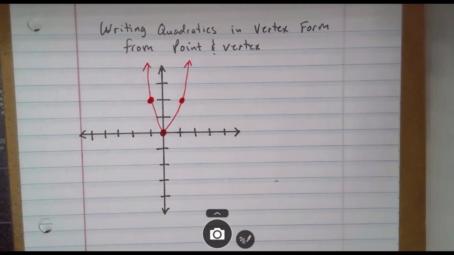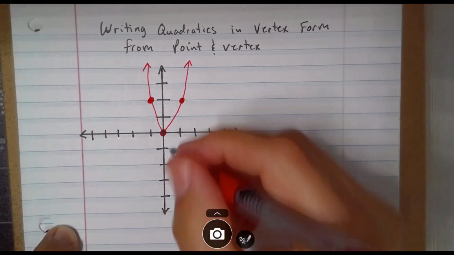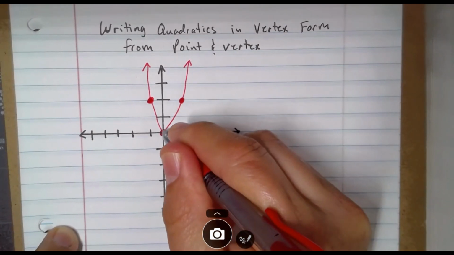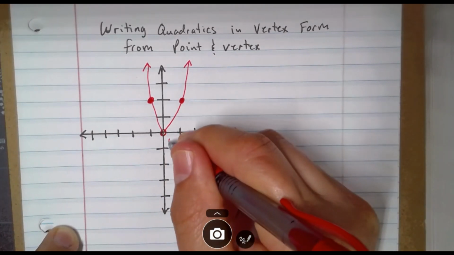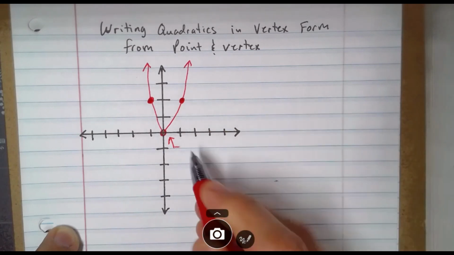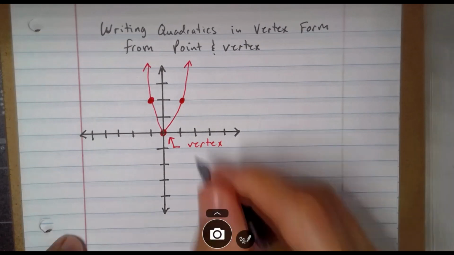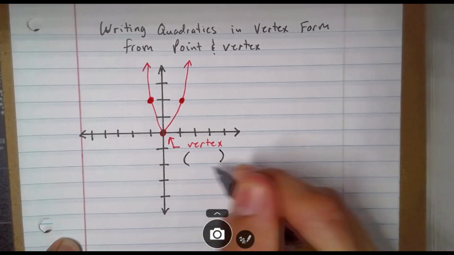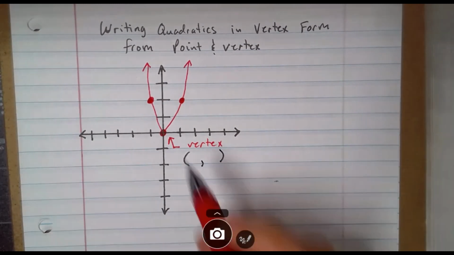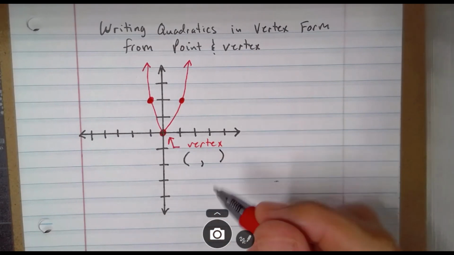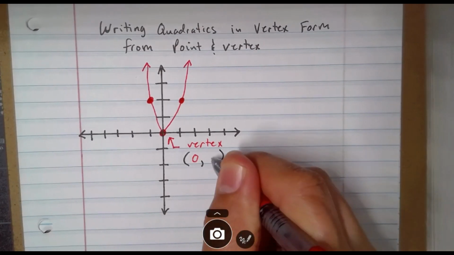And so the first thing we have to do is find our vertex and label it, and find a single point and label it. I'm going to start with the vertex. If you didn't know, your vertex is simply the highest or lowest point of your parabola. In this case, it's the lowest point. So that is going to be our vertex. And when I write an ordered pair for that location, in this case, it just happens to be 0, 0.